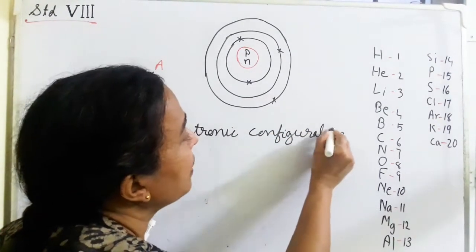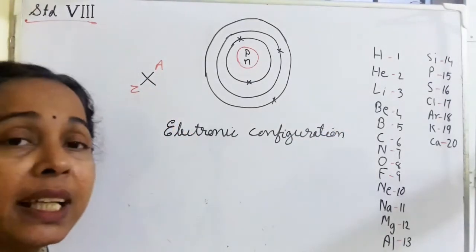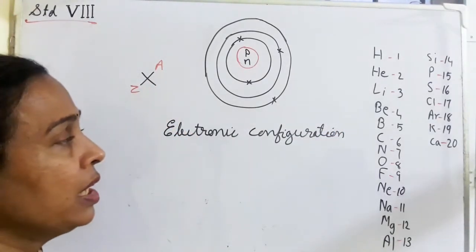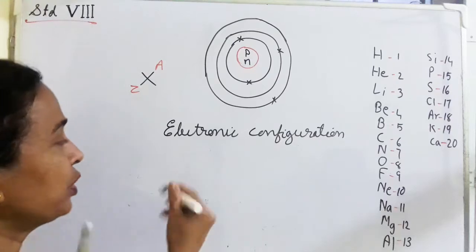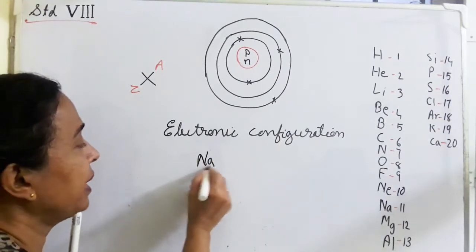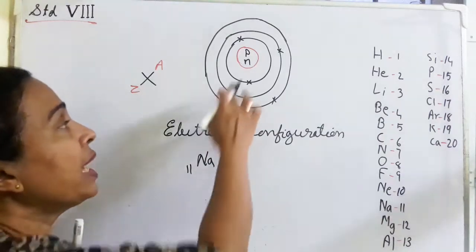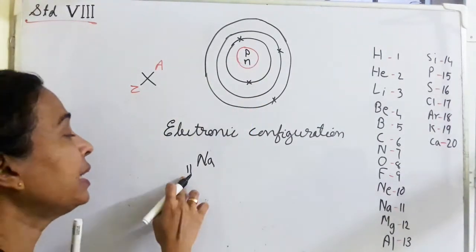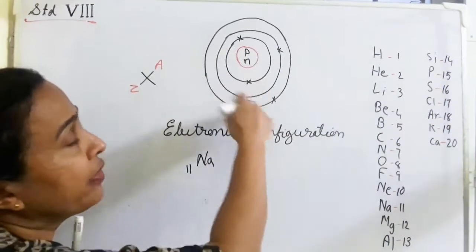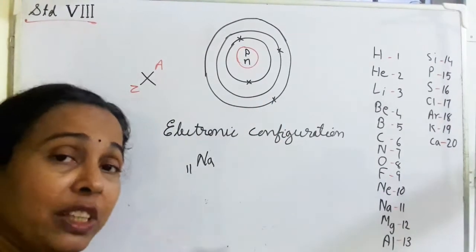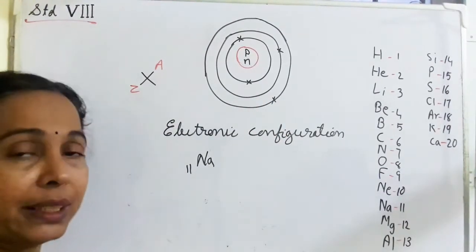We know that atomic number is equal to the number of protons, which is again equal to the number of electrons. So in the case of sodium, we know that atomic number is 11. So there are 11 electrons and 11 protons. Protons are inside the nucleus. Where are these electrons? Electrons are moving in different shells. Which electron is in which orbit? That is what you have to decide now.